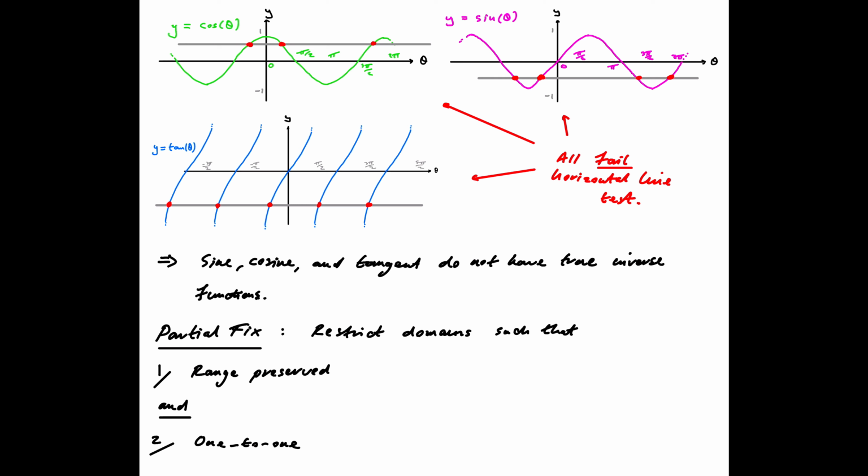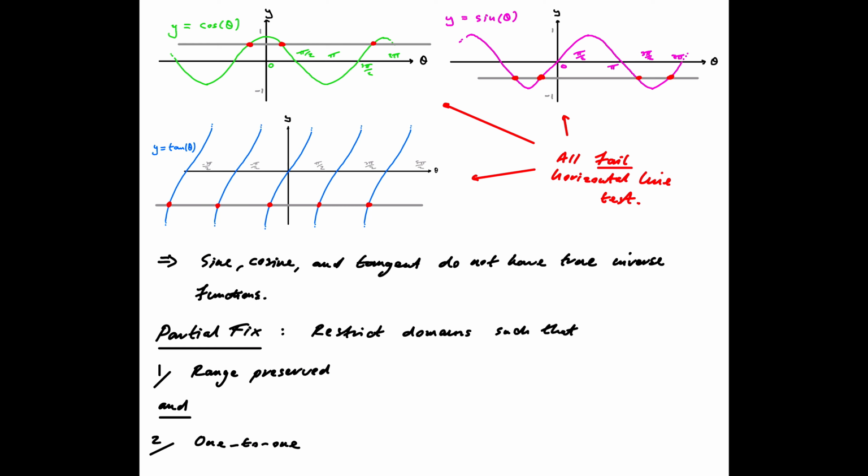Now, visibly, there's loads of ways to do this. For example, for tangent, I could restrict everything so it's just going to be only this, for example. That would be an option. Right? If I threw everything else away apart from that, it would be 1-to-1, it would have the same range. But I could equally well do it over here. Or over here, or any of these guys.